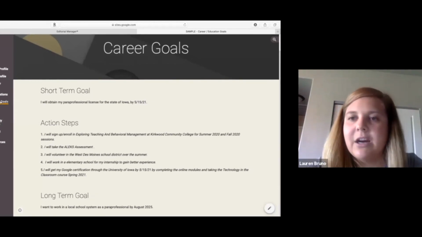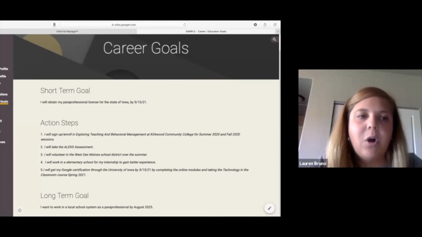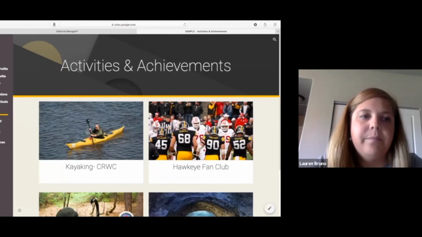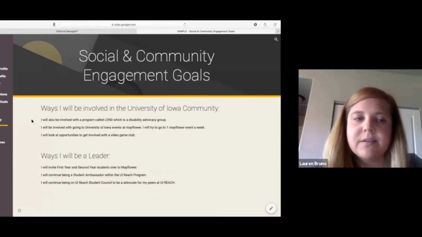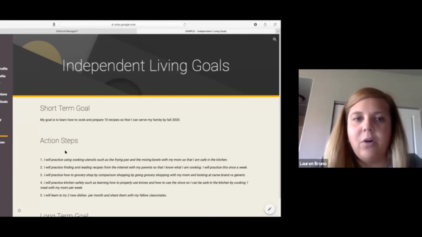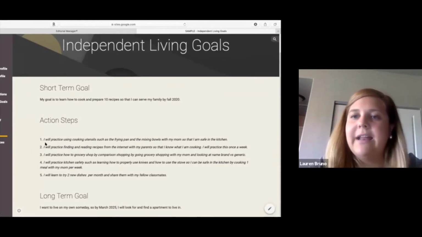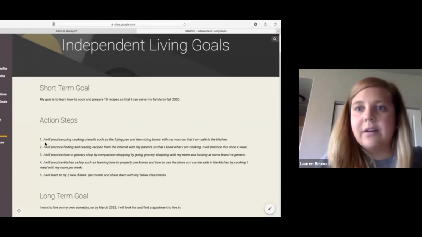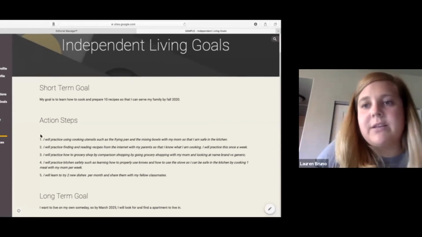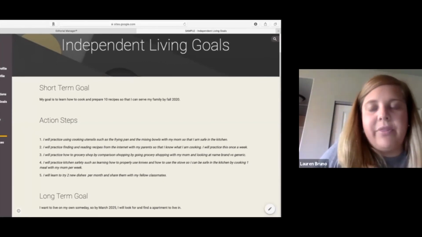And so you'll see here on the left, you have the career goals, your social goals, and your independent living goals. And this is kind of how it'll be laid out. And you'll work with your advisor and staff and circle of support to write these. But they're for you and how you want to reach them.